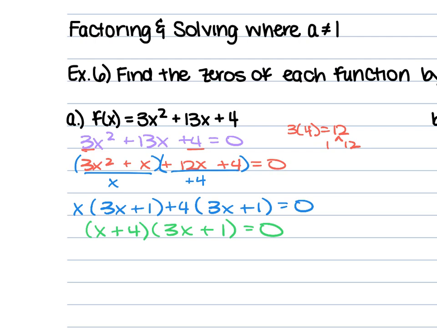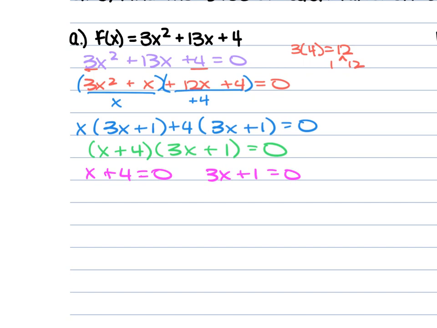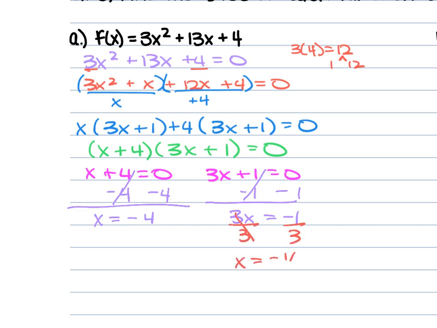Now set both parts equal to 0 and solve for x. So x plus 4 is equal to 0, and 3x plus 1 is equal to 0. Move the 4 over, subtract it from each side. We get that x is equal to negative 4. Move the 1 over for the other. We get 3x is equal to negative 1. Then divide each side by 3. We have that x is equal to negative 1/3, and x is equal to negative 4.